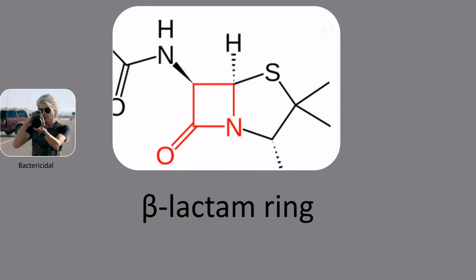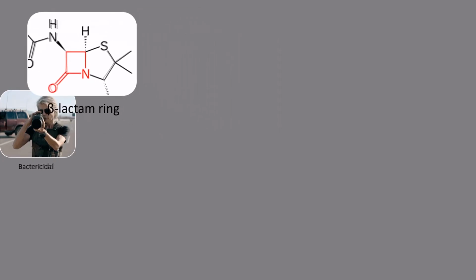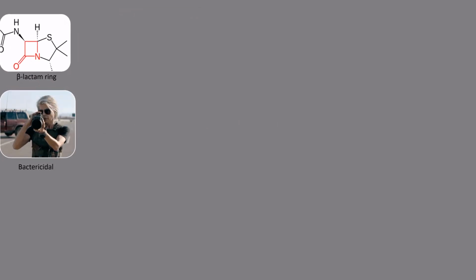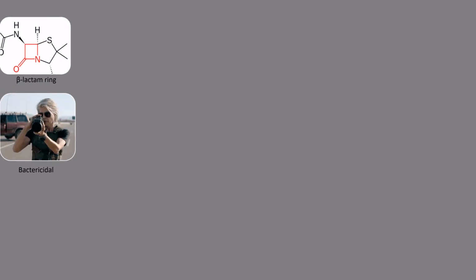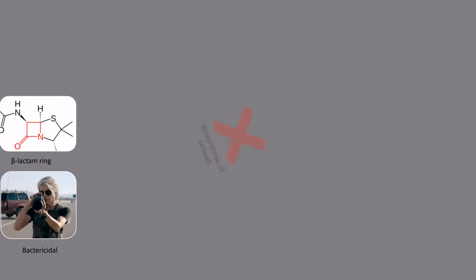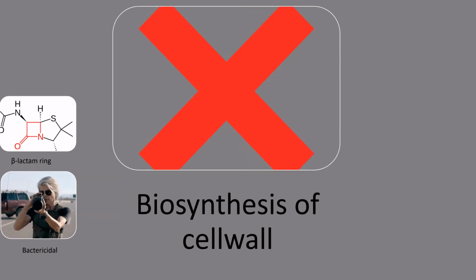Penicillins have a beta-lactam ring, which looks like this red marked ring in the center of this penicillin molecule. All the different types of penicillins have this core ring structure in their center. And this ring structure is the beta-lactam ring, and that's why they're also called beta-lactam antibiotics. Penicillins kill the bacteria by inhibiting the biosynthesis of the cell wall. But how do they do that?